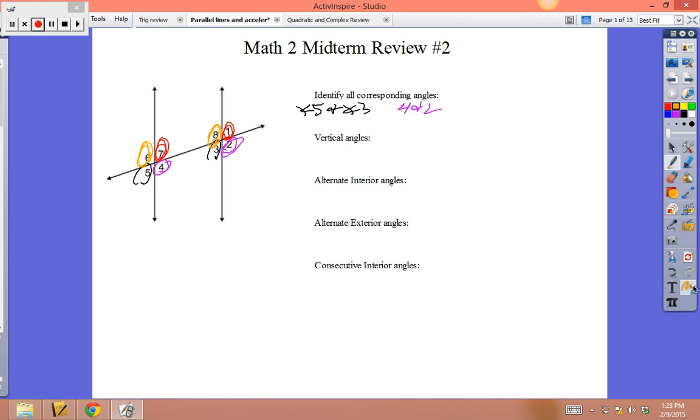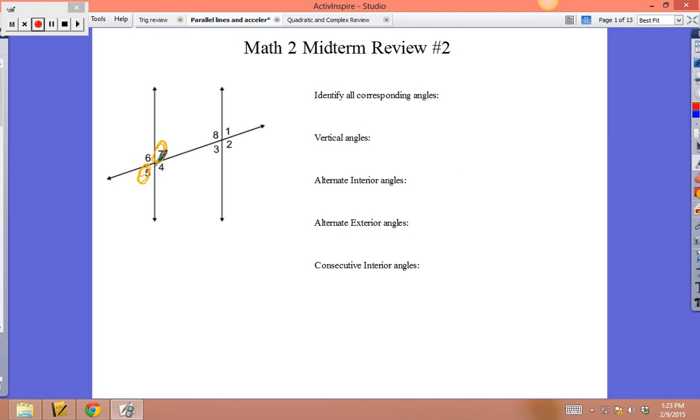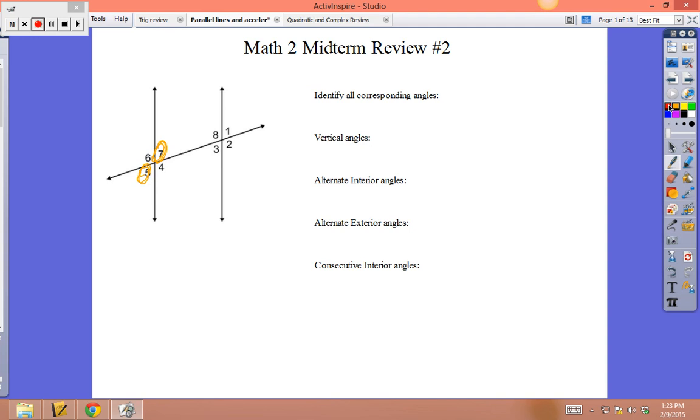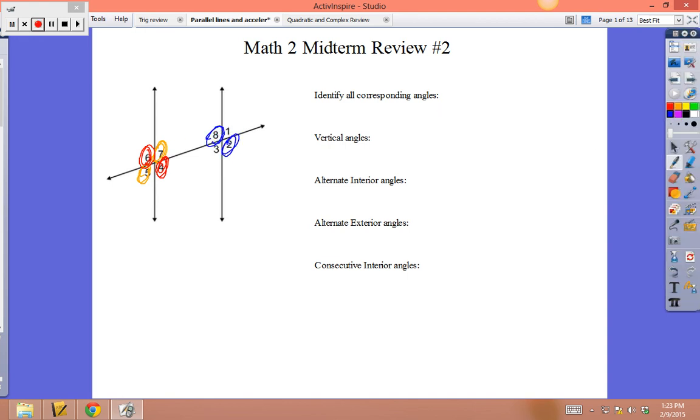Vertical angles, I think there's 4 different pairs. 5 and 7 are, because they're across from each other. 6 and 4 are. And then down on the other half, 8 and 2 are vertical, as well as 1 and 3. Okay, alternate interior angle, there's only 2 pairs of those.